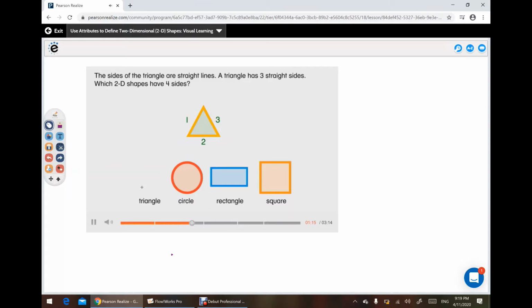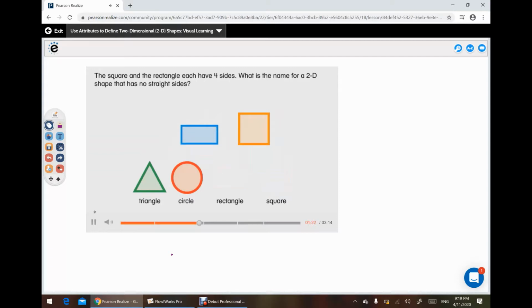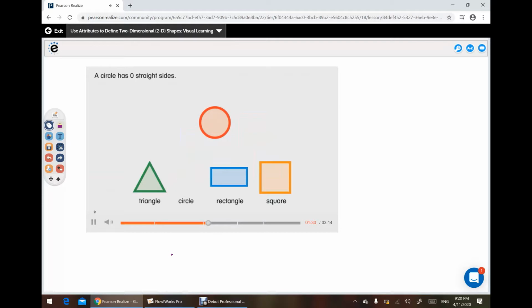Which 2D shapes have 4 sides? Now can you look here in the picture and tell which shape has 4 sides? Bravo! A rectangle and a square. They have 4 sides. You can see here. 1, 2, 3, 4. The square and the rectangle each have 4 sides. What is the name for a 2D shape that has no straight sides? Which one among these shapes has no straight side? Excellent. A circle. A circle has 0 straight sides.